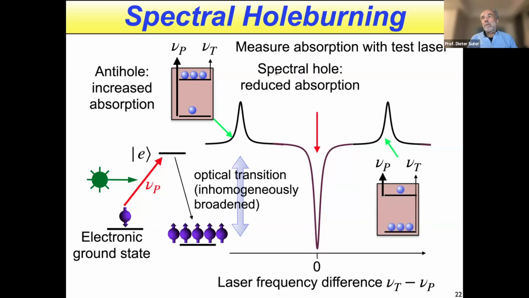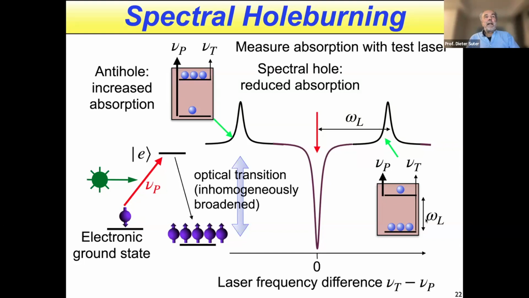And of course, you can have the opposite situation also, where you pump it from the higher lying state into the lower lying state. So these anti-holes usually occur symmetrically at positive and negative frequency differences. And if you measure the distance between the hole and the anti-hole, you get, completely without radio frequency or microwave, just by using lasers, the Larmor frequency of the spin, or at least the transition frequency between the nuclear spin states.